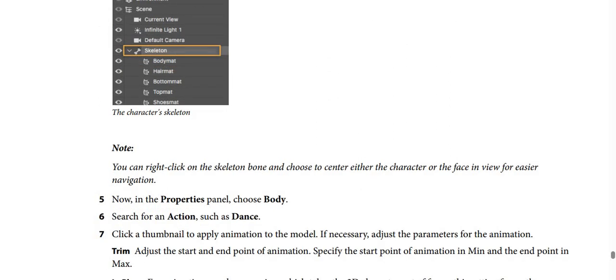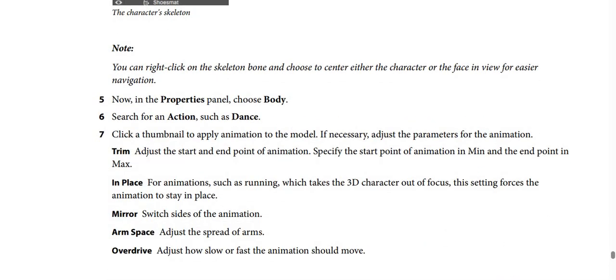And be careful please here now. You can right click on the skeleton bone and choose to center either the character or the face in view for easier navigation. Step number 5: now in the properties panel, choose body. Step number 6: search for an action such as dance. Step number 7: you should click a thumbnail to apply animation to the model and if necessary adjust the parameters for the animation. And we have options here in step number 7.